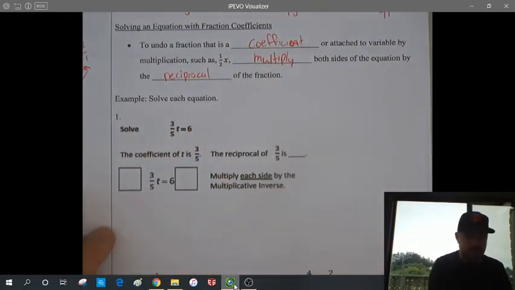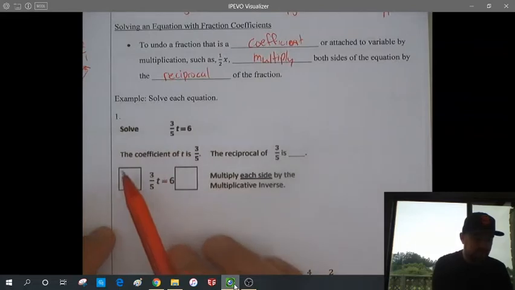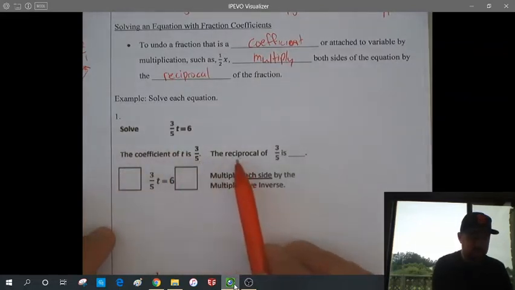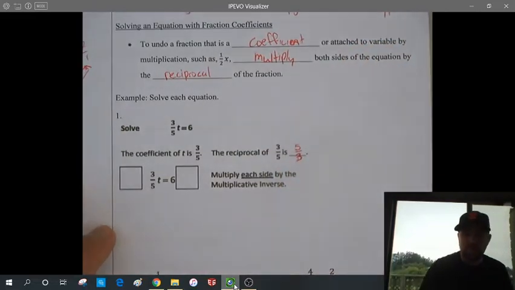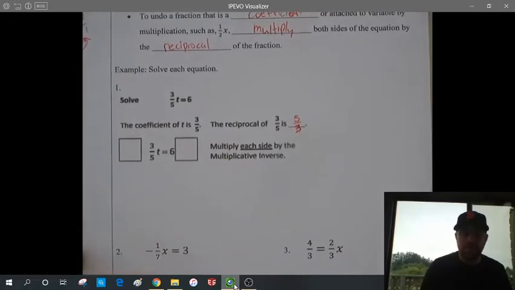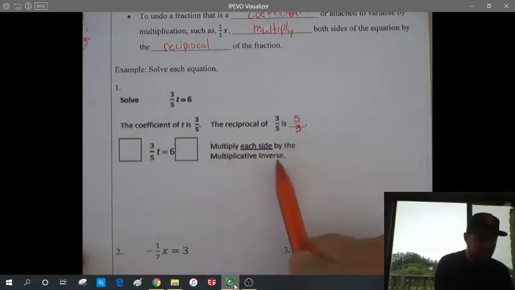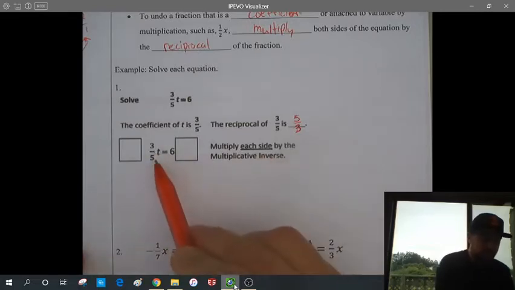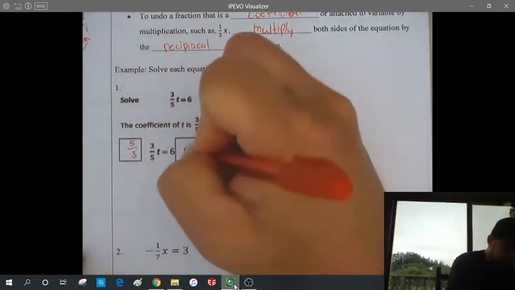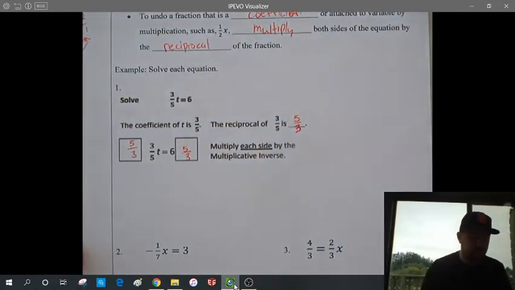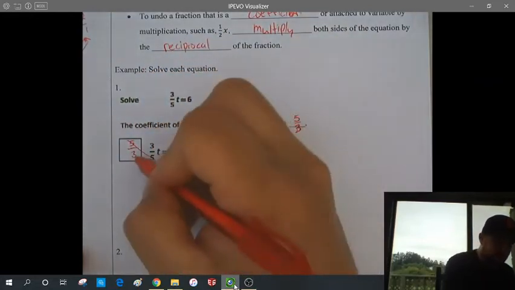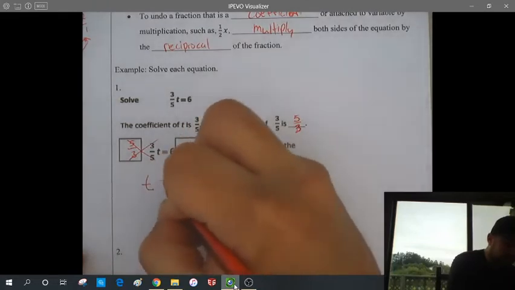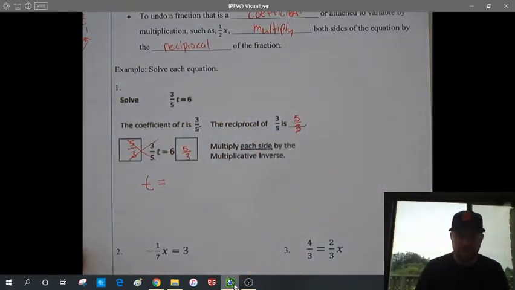So for number 1, it's kind of a step-by-step. We're going to solve 3/5 t equals 6. So the coefficient of t in this case is 3/5. The reciprocal of 3/5 would be 5/3, right? So 5/3 is the reciprocal of 3/5. So that means that I can multiply each side by the multiplicative inverse, or the reciprocal. In this case, 3/5 multiplied by 5/3 here, and 5/3 over here. Over here, the 5's and the 3's cancel, canceling out both numerator and denominator, just making it a 1, so I end up with just t. Really, it's 1t, but that's the same thing as just t.